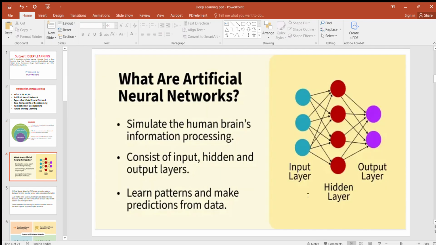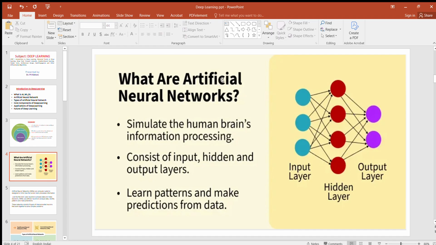Next we will go to what artificial neural networks are. Basically, we are concentrating on artificial neural networks. Here you can see what the artificial neural network is: it simulates the human brain's information processing. That means suppose you want to simulate the human brain, a replica, same as it is, with the same functions going on. In a human brain, you want to simulate how the brain is working. Simply, that same simulation has to be done with the help of artificial neural networks.